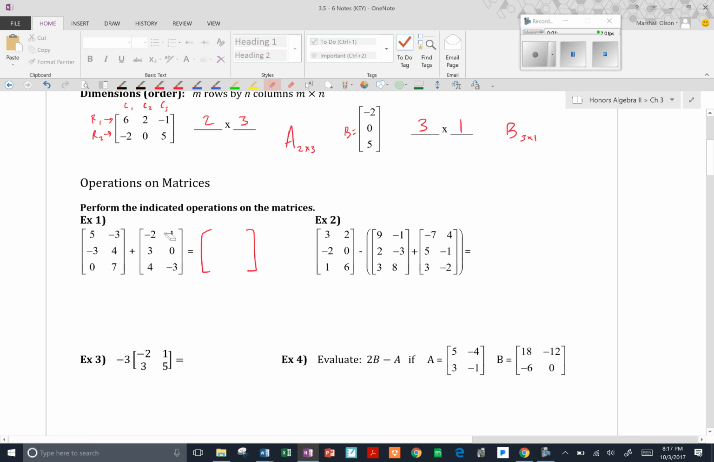So, just so we get a little practice at our dimensions, our orders of these matrices, we're adding a 3 by 2 plus a 3 by 2. Well, that means we're going to get a 3 by 2 in return then. So we're going to understand what the size of our matrix is going to be.